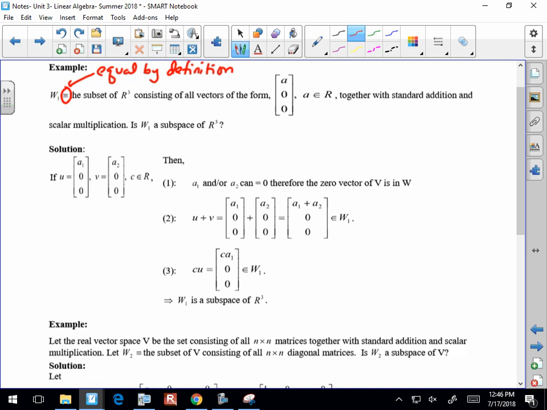And if I multiply any value that I want in that set of all real numbers by a particular scalar, will I also get a real number? Yeah. So check, check, check. Therefore, this is a subspace. All right, so yeah, pretty basic.